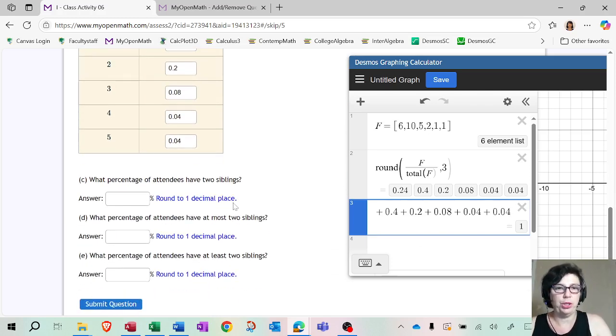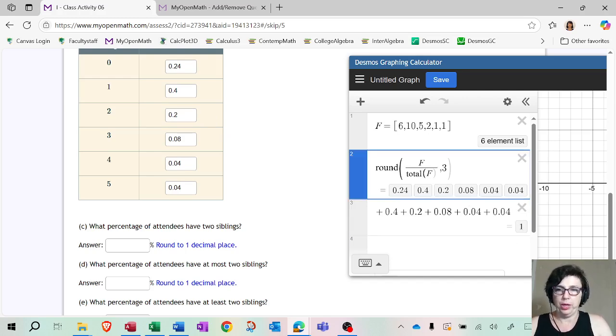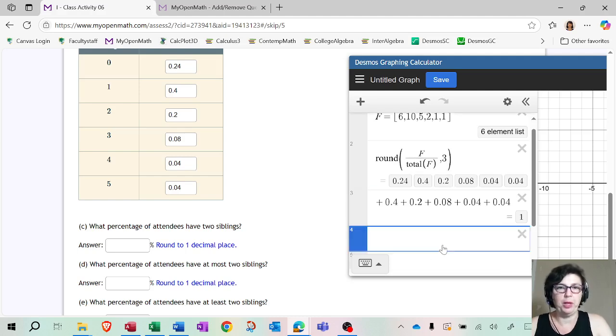Next question. What percentage of attendees reported having 2 siblings? You got 0.2 for the relative frequency. How do we convert that to percent? We just multiply by 100. So 0.2 times 100 would be 20%. So 20% of attendees reported having two siblings.